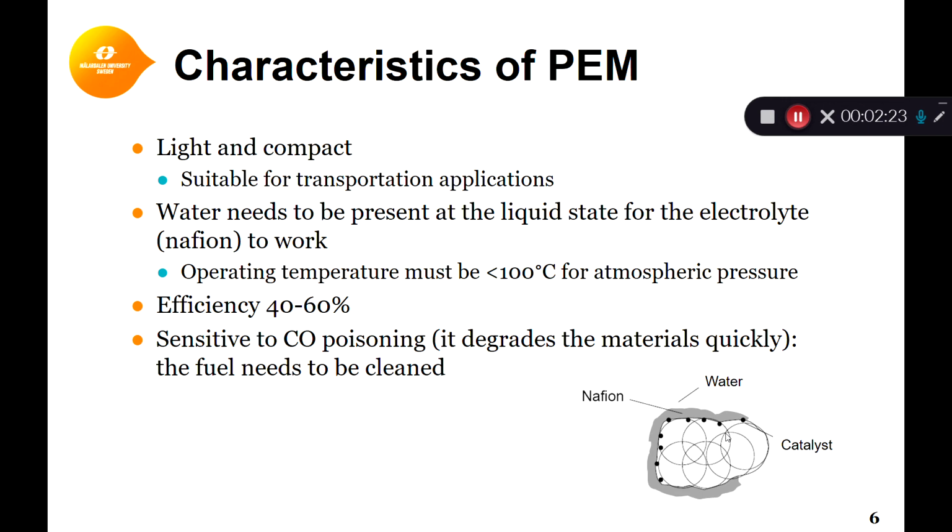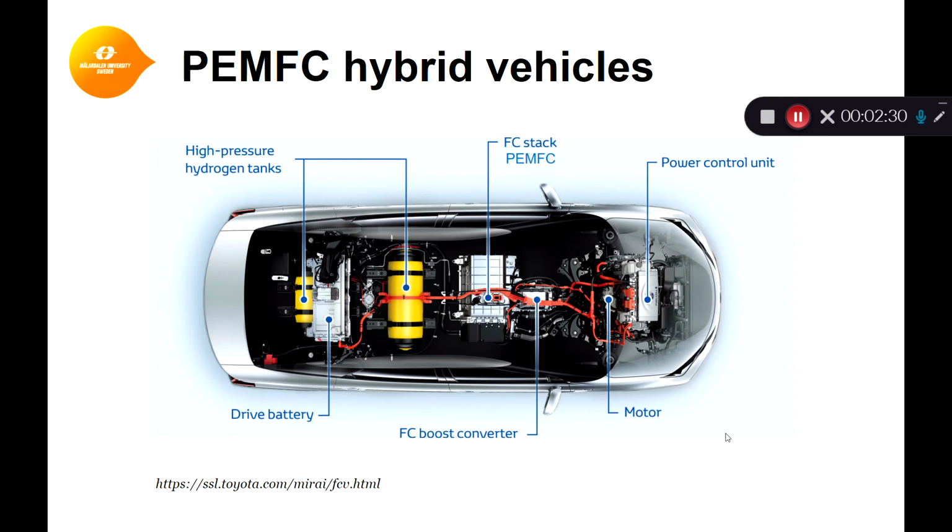Thanks to the polymer electrolyte, this fuel cell is very light and compact. This, together with the low operating temperature, makes it perfect for transportation applications. There are many examples around the world of cars, buses, or trucks that use PEM fuel cells for traction. One barrier yet is the need for hydrogen infrastructure and also the challenges related to hydrogen storage in the car.